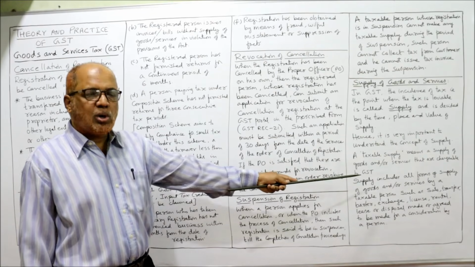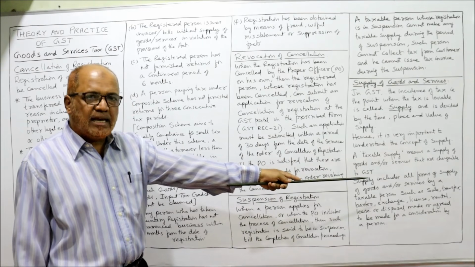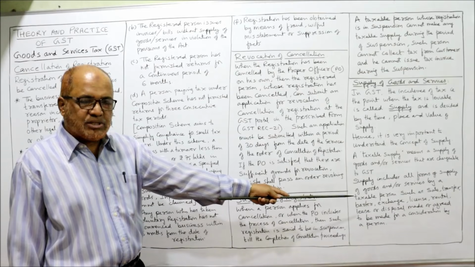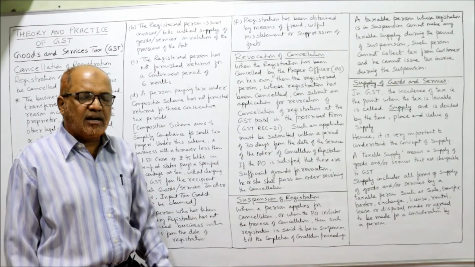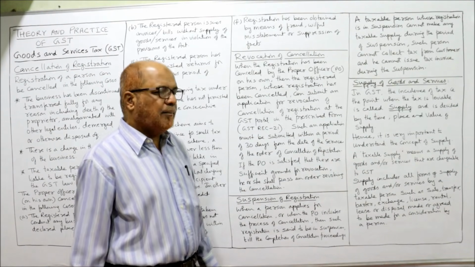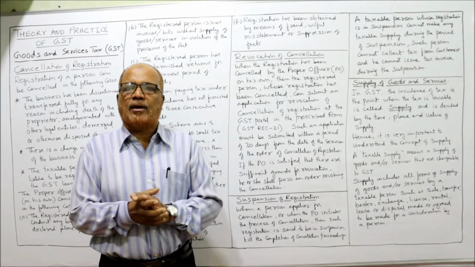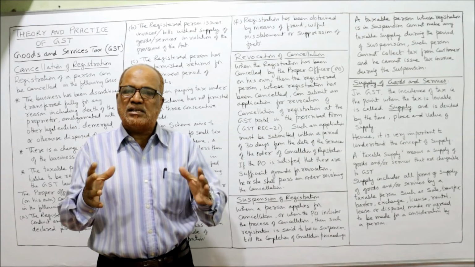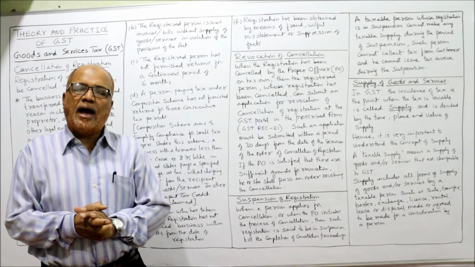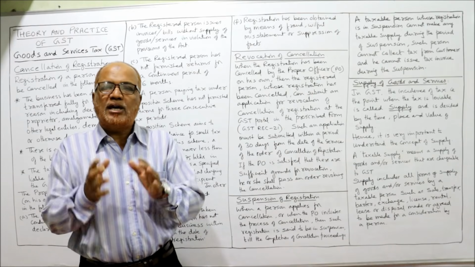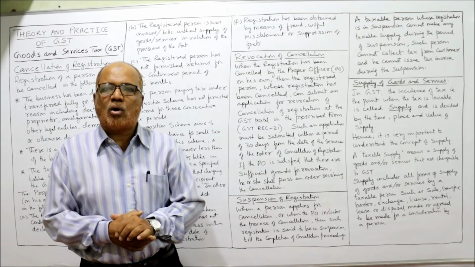Now, supply includes all forms of supply of goods and services by a taxable person, such as sale, transfer, barter, exchange, license, rental, lease or disposal made or agreed to be made for a consideration by a person. So what do you mean by supply? It includes all the different forms of supplies like sale, transfer, barter, exchange, license. All these things come within the ambit of supply, and there should be consideration for the supply. If there is no consideration, then it is not called supply.